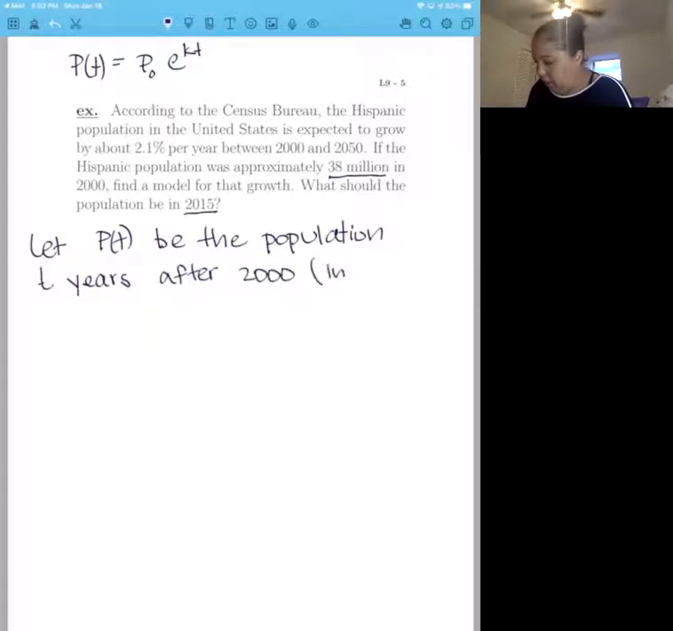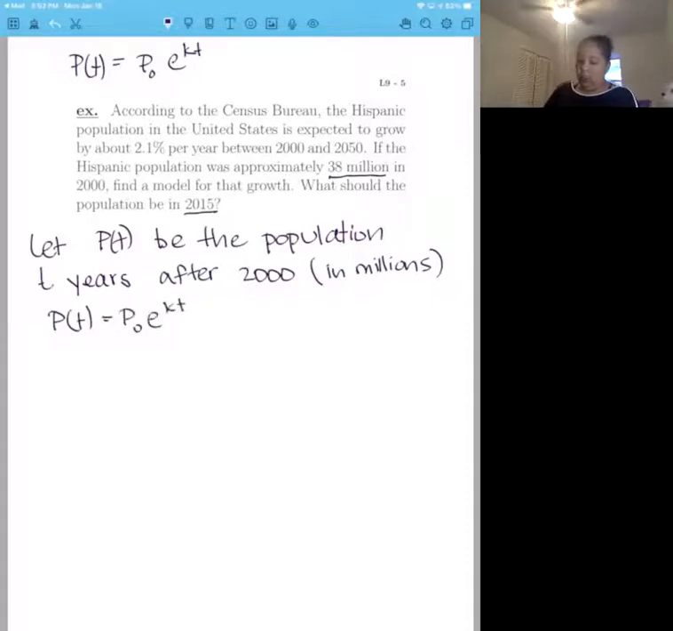And we're going to put it in millions so our numbers aren't so large. So again, P of t equals P naught e to the kt. So when t equals 0, so that's the year 2000, P is equal to 38, right? So I have P of t is equal to 38 e to the kt, right? That's my population.